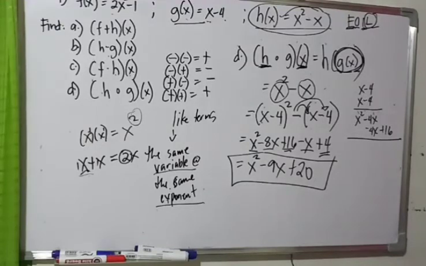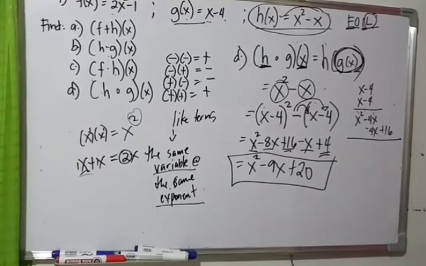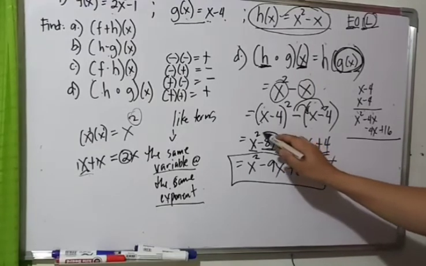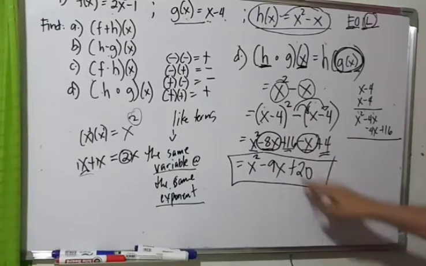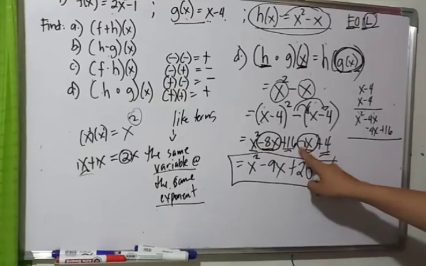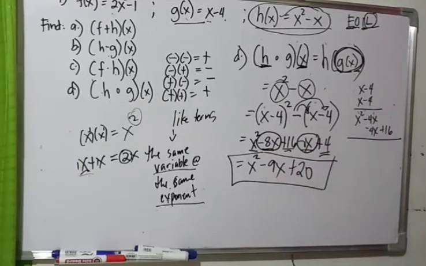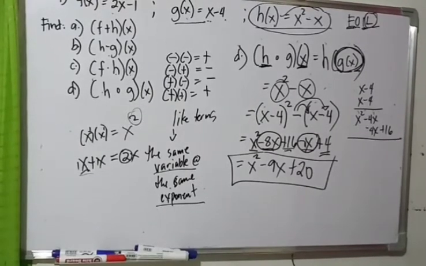Sir, baka po pwede another example of letter D. Okay, sa letter D, sige. Sir, saan nakuha yung 9X po? Negative 9X. Ito negative 9X, that is negative 8X. Ito, negative 8X and negative X. Like terms yan. Understood? May 1 dito. So, negative 8 minus 1, so that is negative 9. Then, copy the variable. So, that is negative 9X.